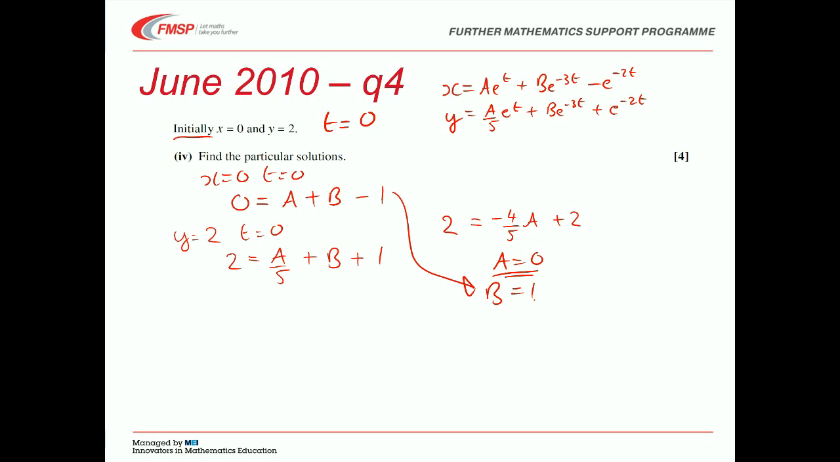So we have some nice, neat particular solutions, which are x equals, a is 0, so we've just got e to the minus 3t minus e to the minus 2t, and y equals e to the minus 3t plus e to the minus 2t. And those are rather neat solutions. It's amazing when you actually get the constants solved that these horrendous things you've been dragging around and messing around with constants for a while end up being rather simple. But getting to that stage is a rather nice 4 marks.